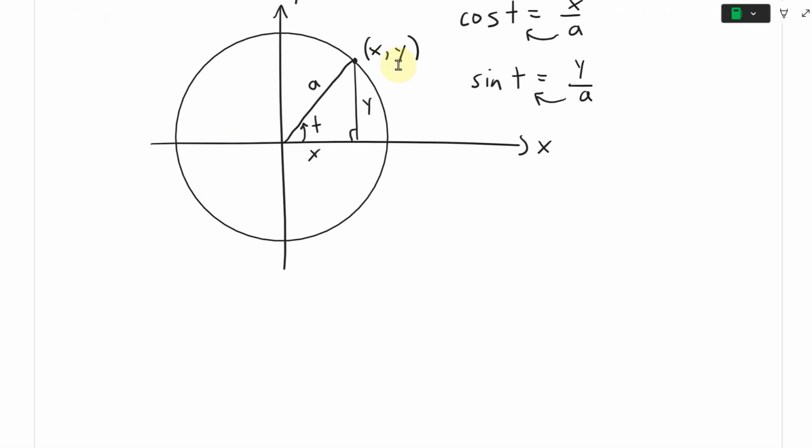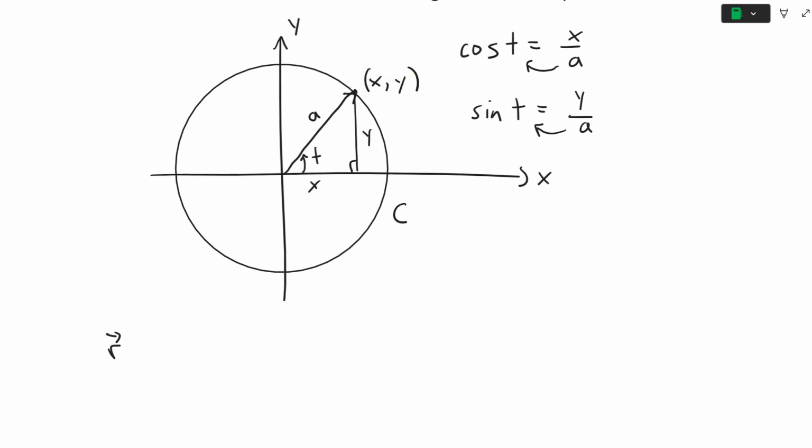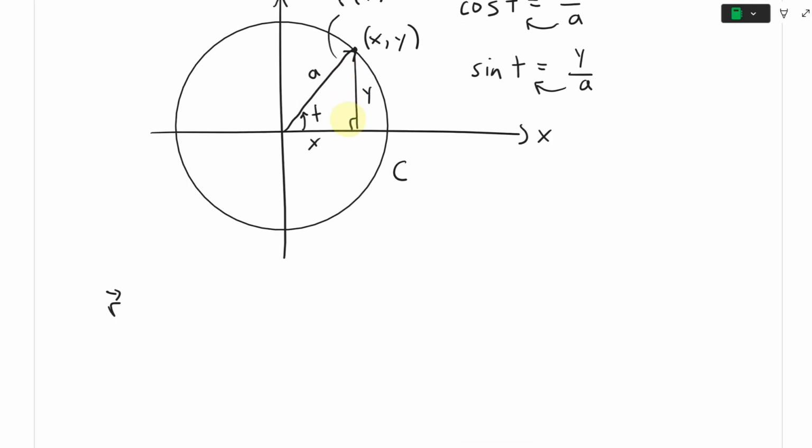So at x, y, r of t, the curve right here, I'll call this C. And then this point right here, that's our hypotenuse a, but it's also our r vector of t, like that, and the length is going to be a, so that's the length or the radius there. So this is going to be r of t is equal to, and its components are going to be x and y.